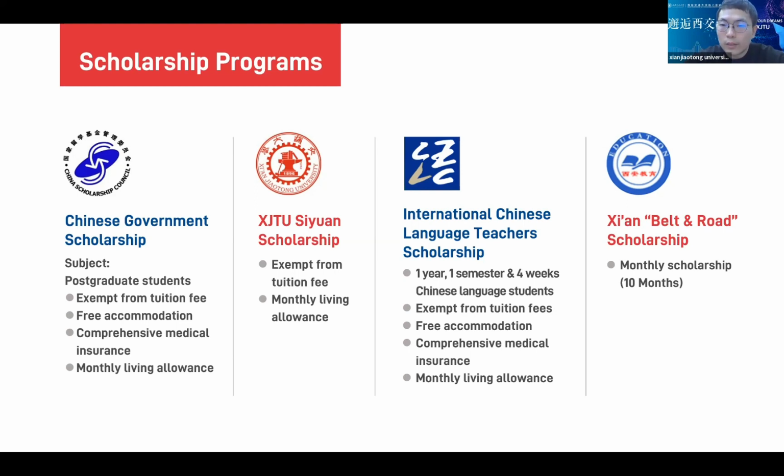And on the right side is the Xi'an Belt and Road Scholarship given by the Xi'an city government. It's mainly a 10-month monthly living allowance scholarship, and in order to make it better, we have already added some content into this scholarship, which is free tuition. That means if you get the Xi'an Belt and Road Scholarship, there will be a plus, which is the exemption of tuition fee and a monthly living allowance. In the middle is the International Chinese Language Teachers Scholarship. This is mainly for the Chinese language students.